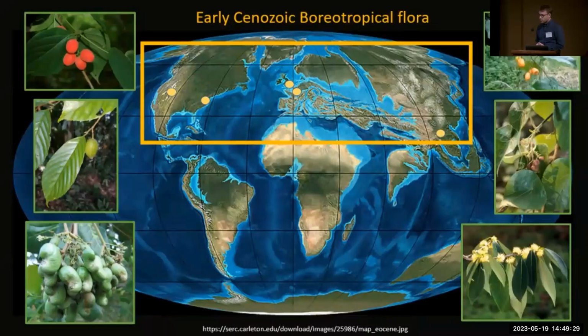And the more that we study fossil sites across the boreotropical flora, we see that there's a lot of species that are shared across this region, suggesting that plants were able to pretty freely migrate across using land bridges such as the North Atlantic land bridge and also Beringia.